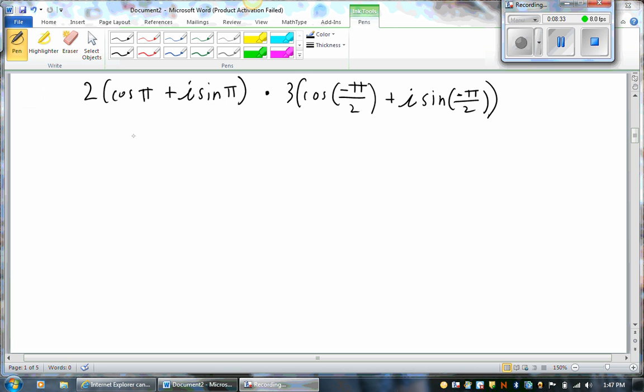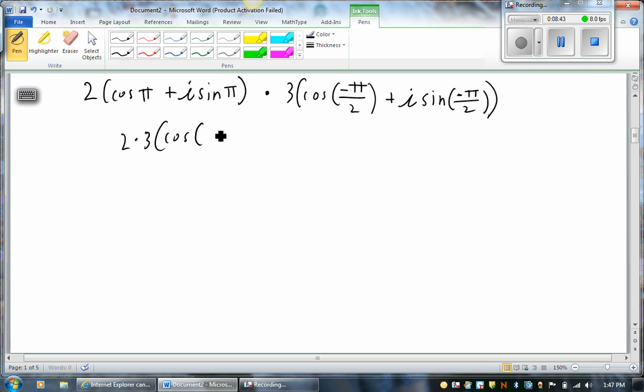Okay, so we use our formula, remember, we're going to have r1, r2, which is 2 times 3, times the cosine of theta 1 plus theta 2, which is going to be pi plus negative pi over 2, plus i sine of pi plus negative pi over 2.